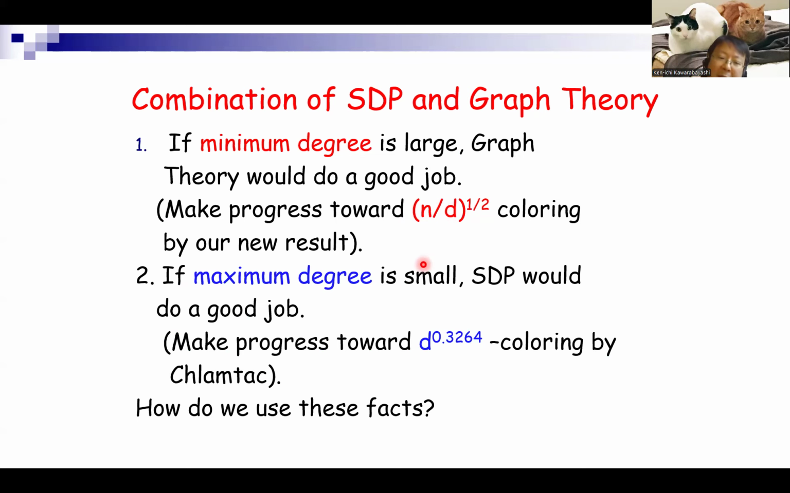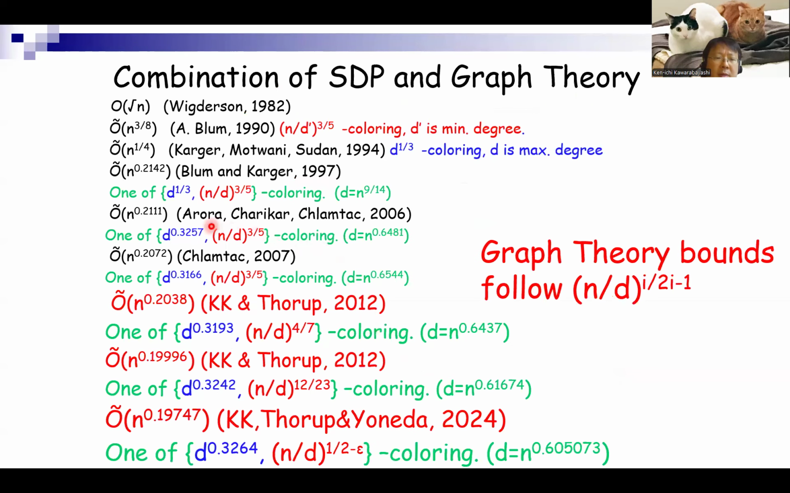Namely, SDP can make progress toward d to the 0.3264 Karger–Motwani–Sudan by kilometer. So that means if the max degree is bounded, then the SDP would make progress with respect to d max degree and d to 0.3264. But we can combine the following. So of all these combinations, you basically just pick one of the colorings from the SDP side as blue, or the graph theory side that will be red.